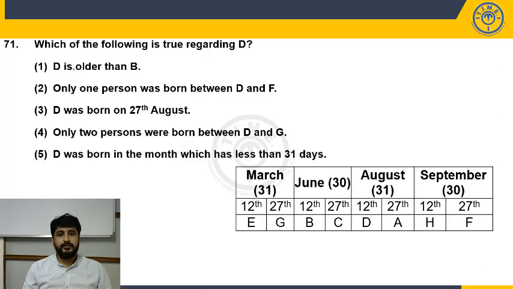Which of the following is true regarding D? D is older than B? No, actually D is younger than B. And we are looking for a true statement, so it is not the first option. Only one person was born between D and F? No, actually between D and F, we have 2 people. D was born on 27th August? No, D was born on 12th August. Only 2 persons were born between D and G? D, G. Only 2 people are there? Yes. So choice 4.